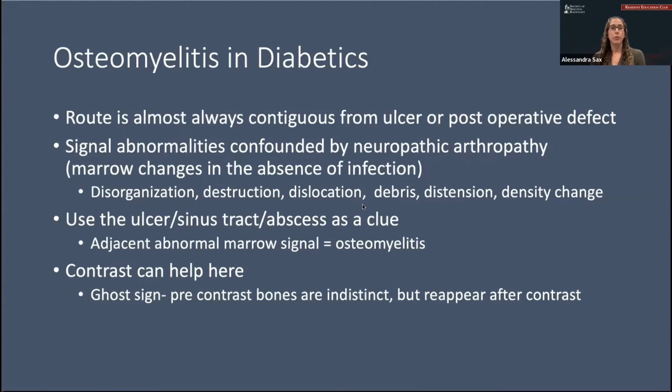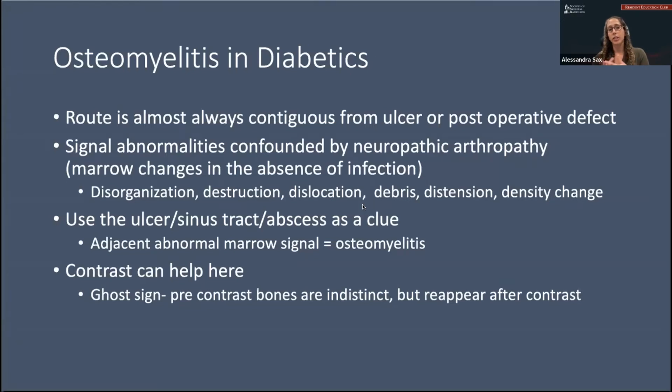As I had said before, in the diabetic population, osteomyelitis most commonly extends contiguously from an ulcer or postoperatively. But the problem with diabetics is that they get this neuropathic arthropathy, which is going to cause marrow changes, marrow replacement, and edema in the absence of infection. And this can cloud our picture of whether or not there's osteomyelitis if there's suspected infection.